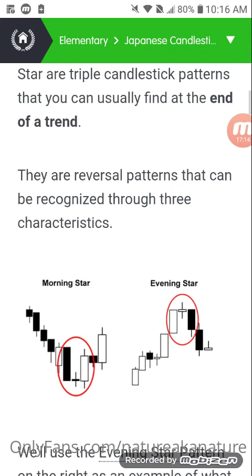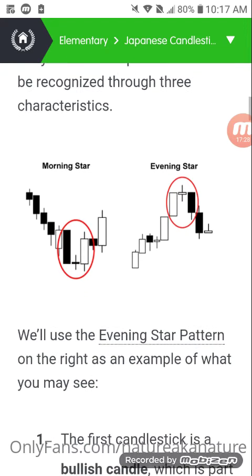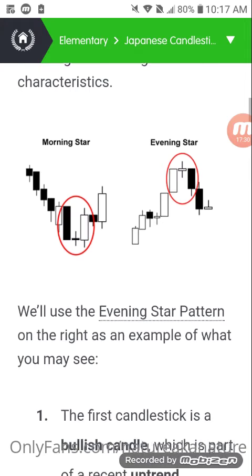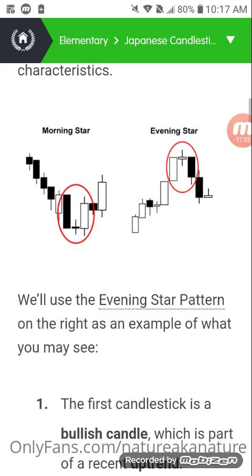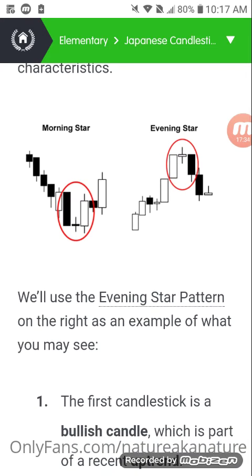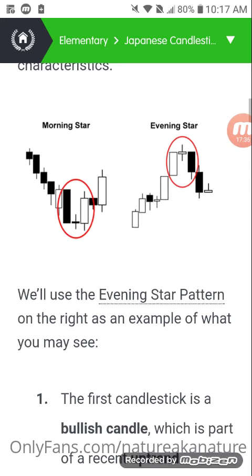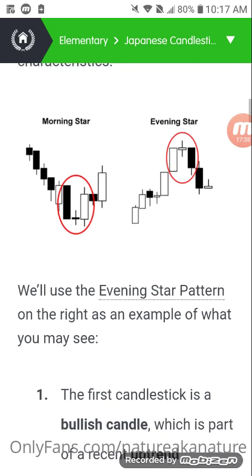The first candlestick represents the overall trend, followed by the second candlestick, which shows indecision in the market, and the third candlestick represents the reversal of the trend. As you can see in the picture, the evening star on the right is found at the top of an uptrend and signals a reversal for a downtrend, and the morning star is found at the end of a downtrend and signals a reversal for an uptrend.